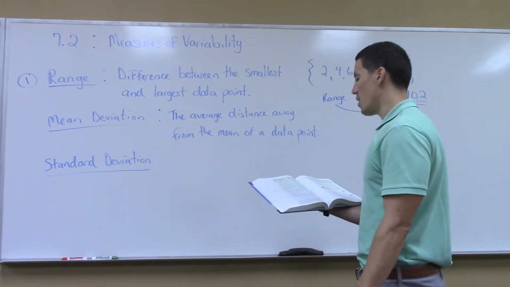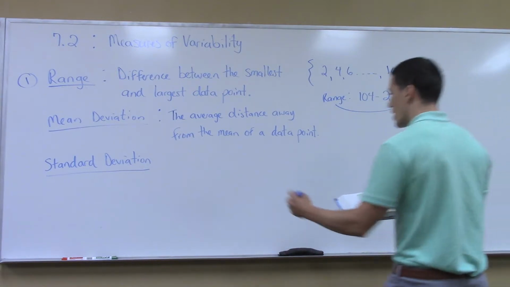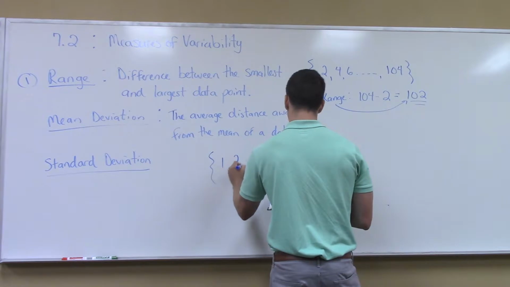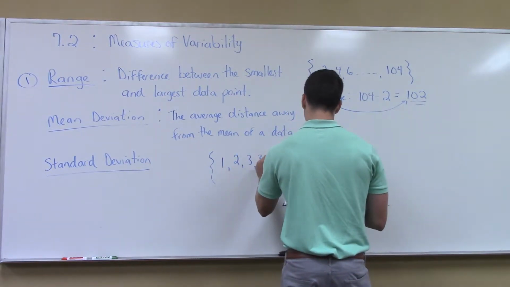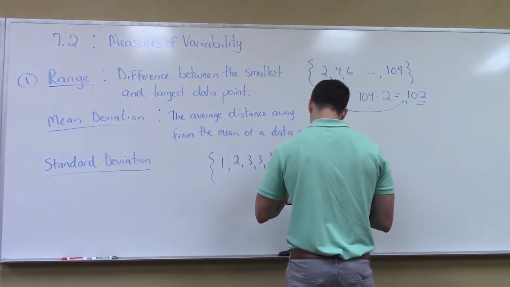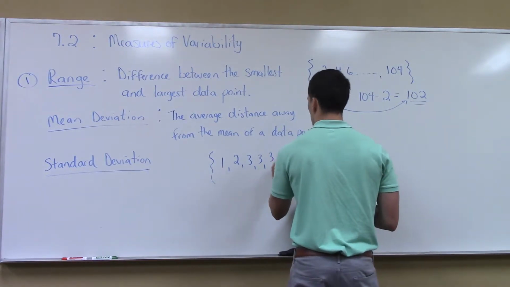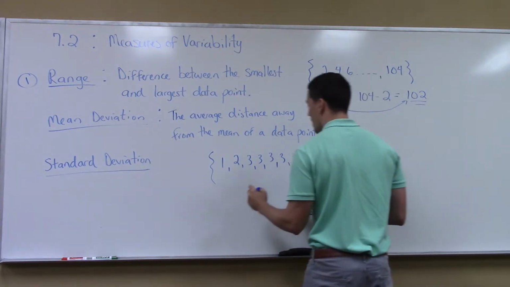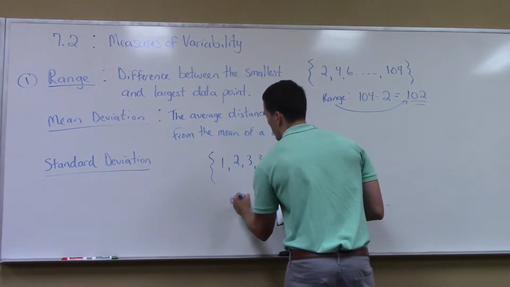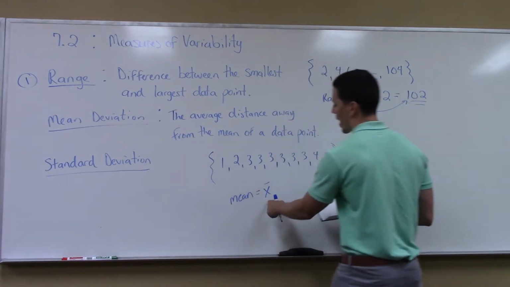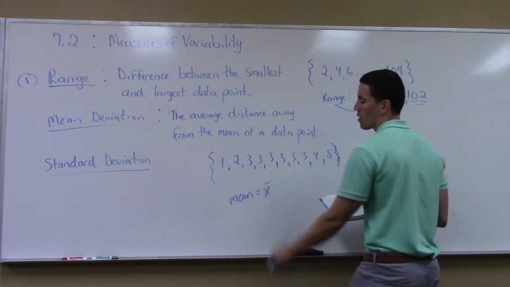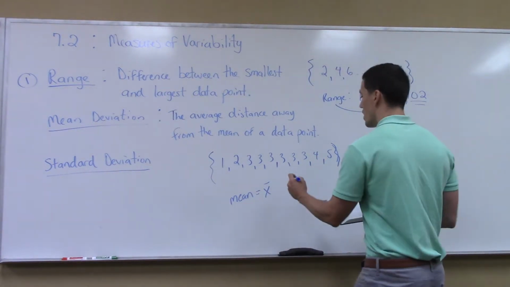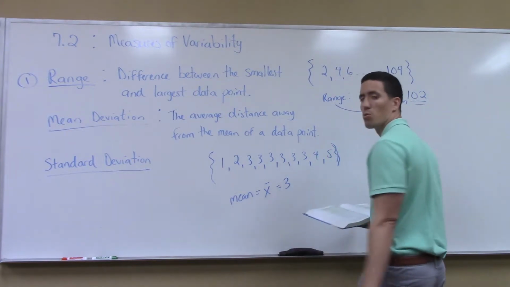So let's take a look at page 448 in the book. They give us a set of data here, and the set that they give us is 1, 2, 3, 3, 3. Let me see how many threes they have there. It looks like there are 6 threes, and then 4, and then 5. They tell us that the mean, which just as a side note, oftentimes mathematically, when you see an X with a line over it, we call that X bar, which is a mathematical symbol for the mean. They tell us that the mean is equal to 3.